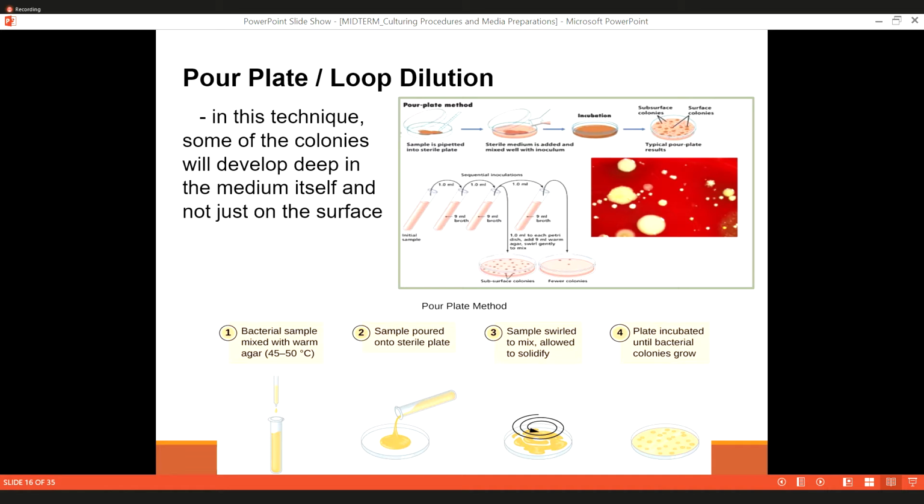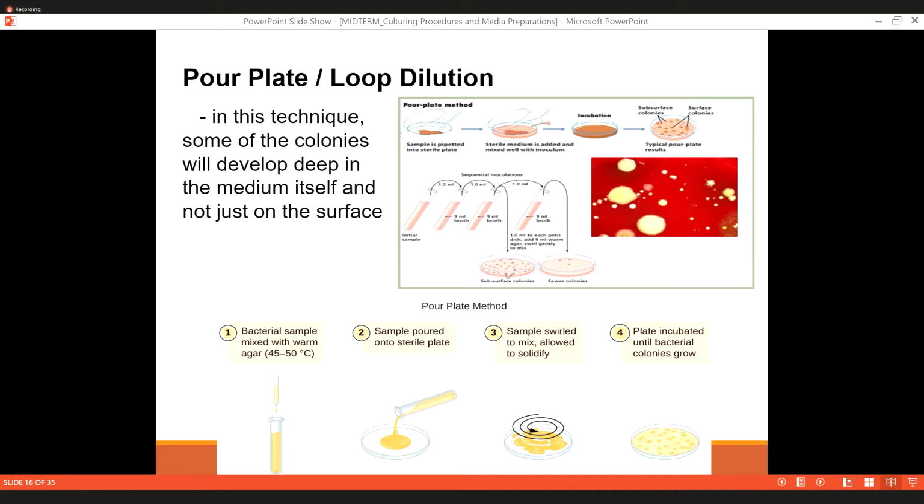But there are also other studies or experiments that are not colony counting. There are others; that was just an example. You're going to determine the number of colonies formed after incubation, using the method of pour plate and serial dilution.